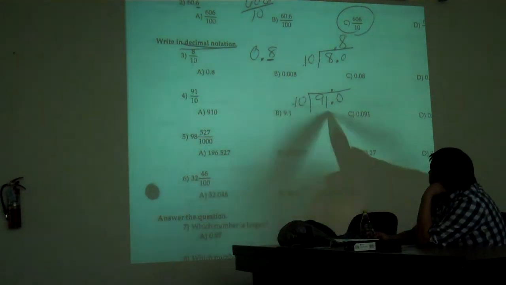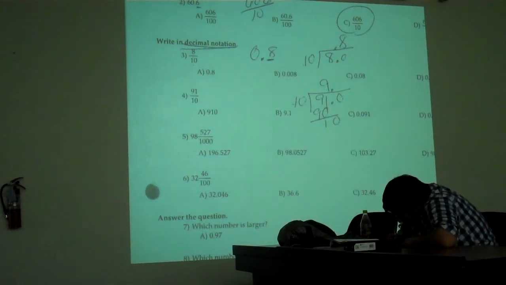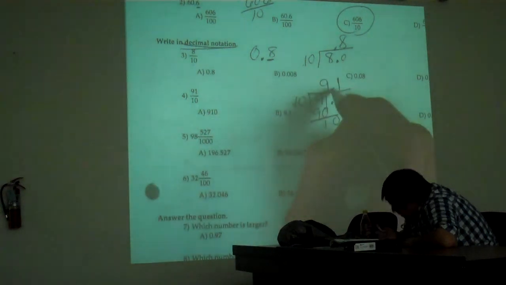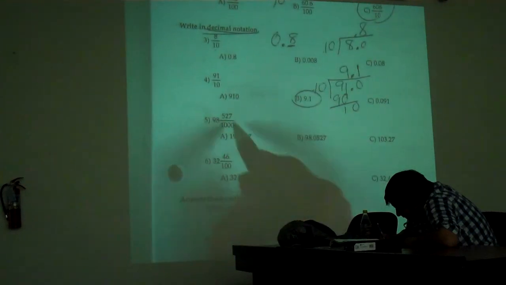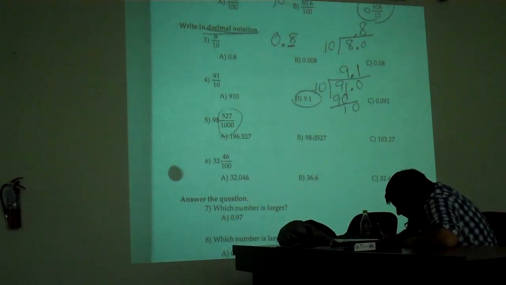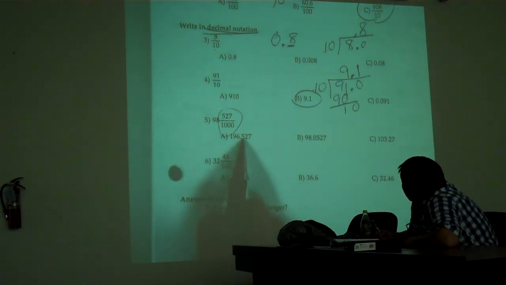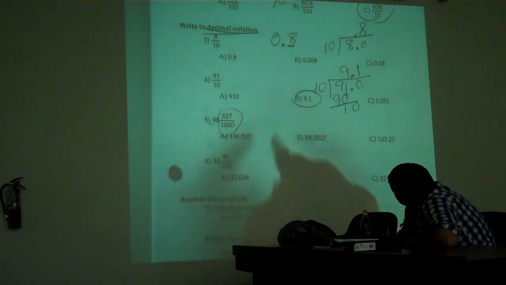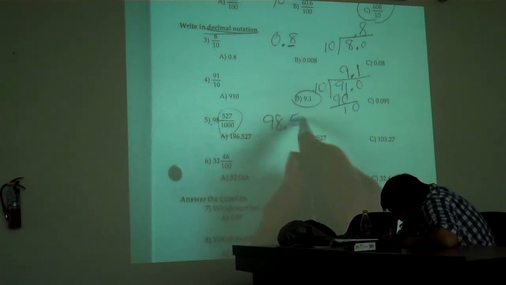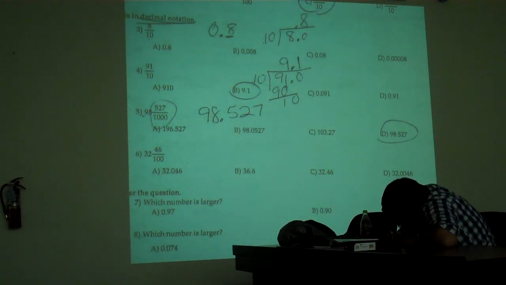So there is going to be a number in front of your decimal. 9 times 10 is 90. So see, it's 9.1, which is B. Okay, this part right here, 527 will be thousandths. If you count after the decimal, you have tenths, hundredths, thousandths. So you know the 527 will be after the decimal. So you have 98 in front of the decimal, and then 527. So that one is answer D, 98.527.